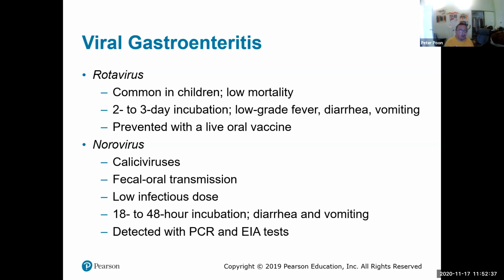Viral gastroenteritis, rotavirus and norovirus, they're very similar. They are spread through fecal oral transmission. Both of them are fecal oral transmission. They both have a low infectious dose, and they both do the same thing: massive amounts of diarrhea and vomiting. So these are the viruses that you hear about on cruise ships.